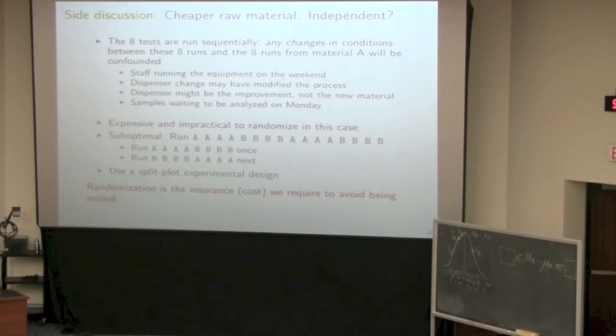So there are smarter ways of doing it. One way you might do is run A to B, and then the next weekend you run B to A. We'll also touch on split plot experiments. These are experiments that intentionally recognize that you've got this block of data that you need to run, and you can counteract that effect.